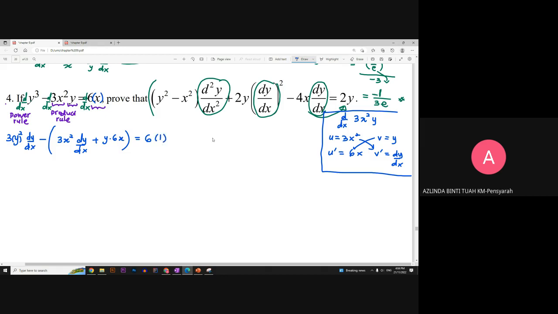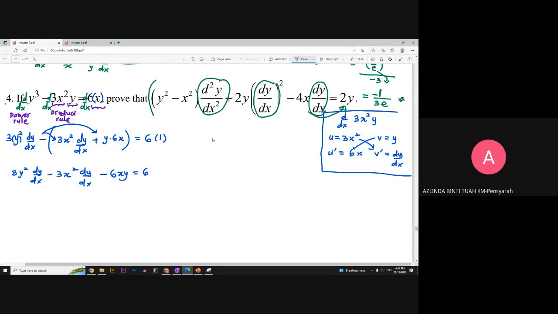Okay, eliminate dulu dia punya, get rid of dia punya bracket. So, expand the negative here and here. So, we're going to get next step 3y squared dy per dx minus 3x squared dy per dx minus 6xy. Usually we put the coefficient in front of variable.